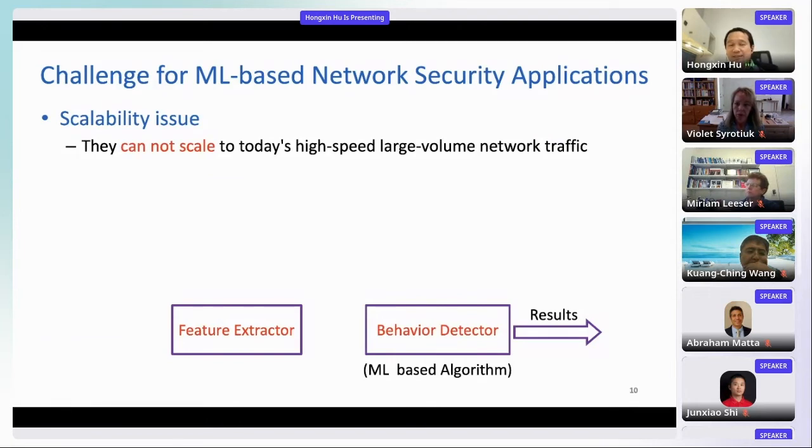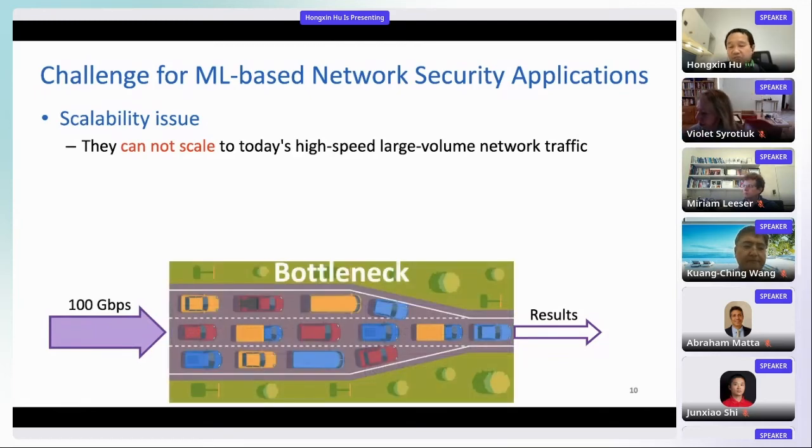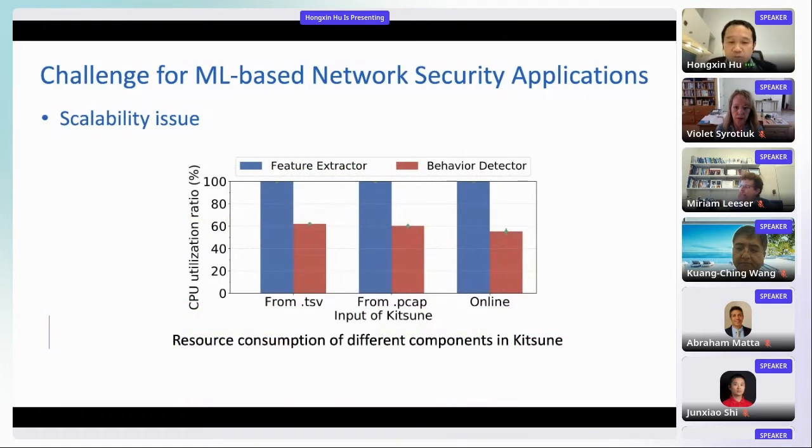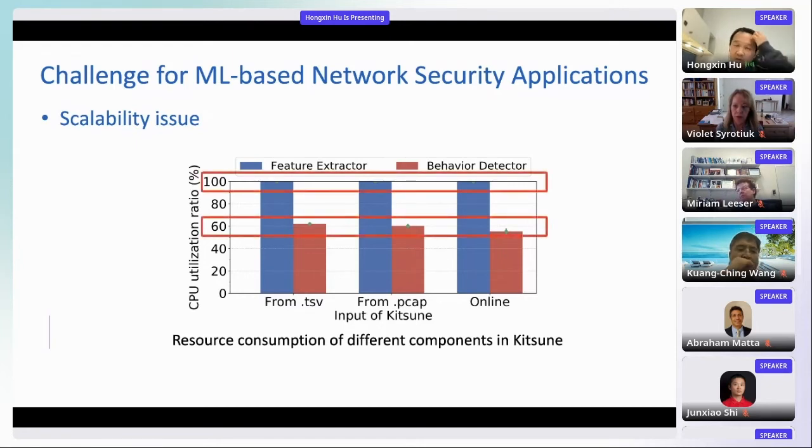When we tested those existing machine learning-based applications, there was one big problem: they are not scalable for today's high speed, large volume network traffic. If I have large volume traffic, the system is actually bottlenecked in the feature extraction. We have done a very preliminary evaluation based on Kitsune, a deep learning based intrusion detection system. We can see that the feature extraction part consumes lots of CPU usage. Behavior detection also consumes CPU, about 6%, but the feature extraction is the major part. They consume the performance on the feature extraction.